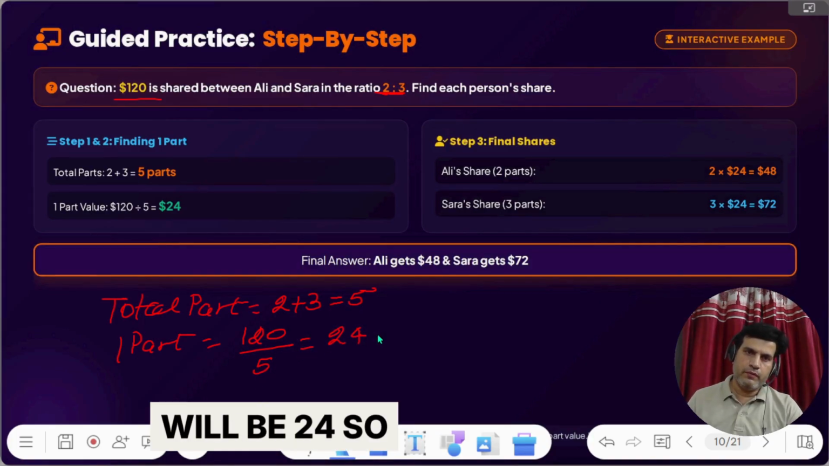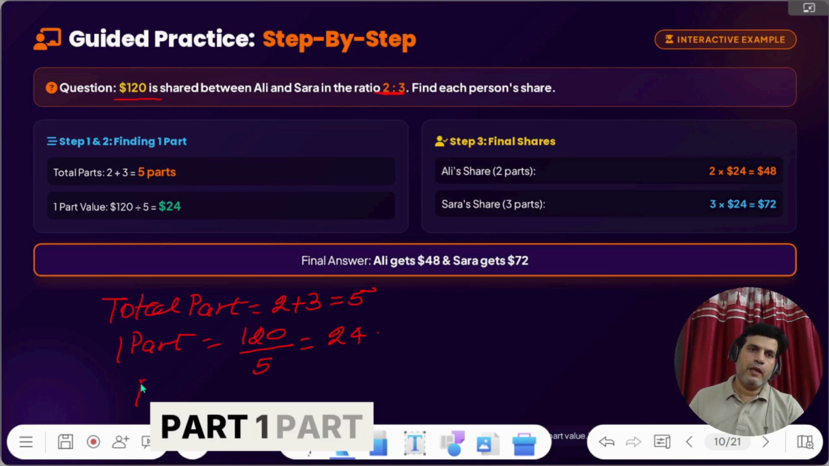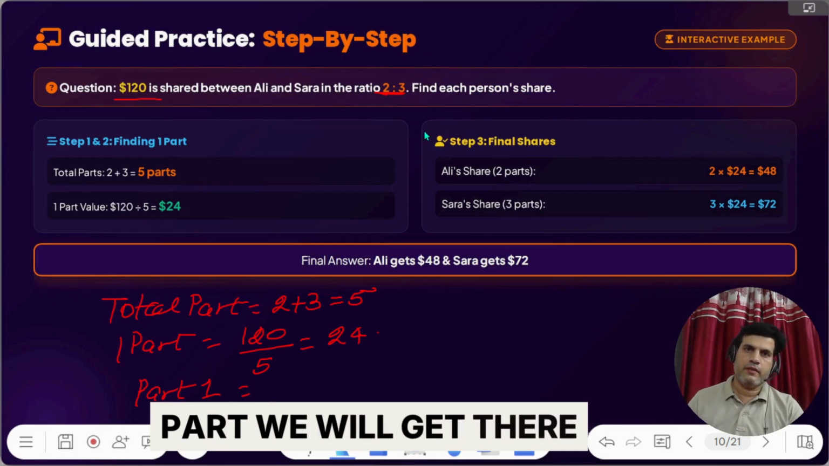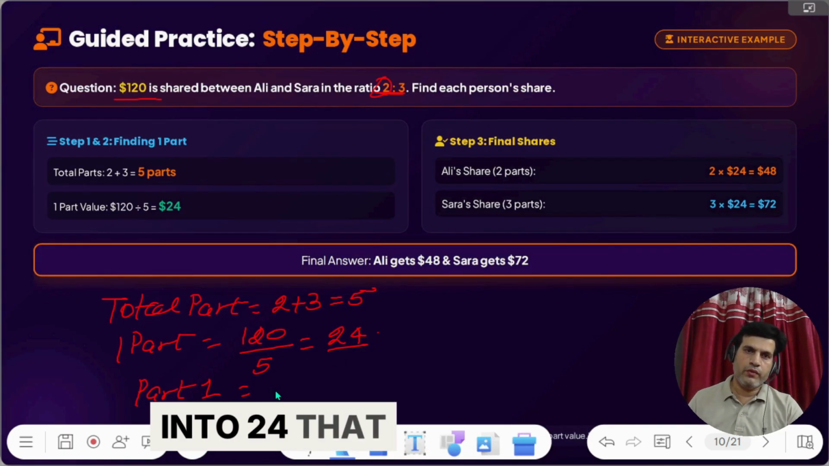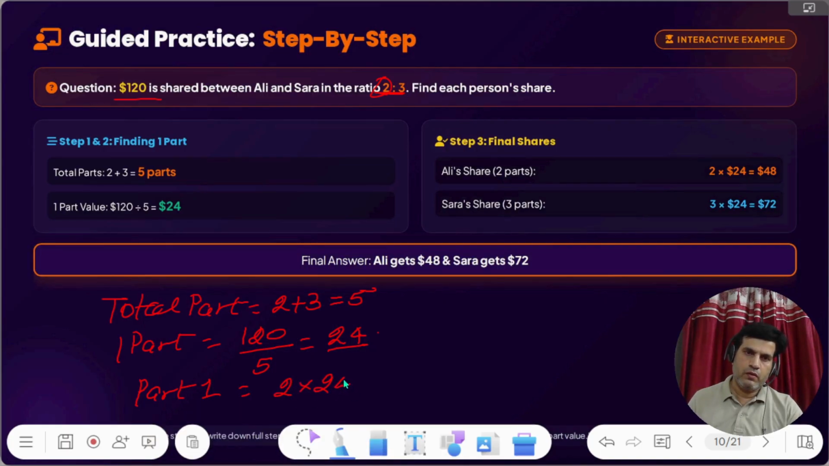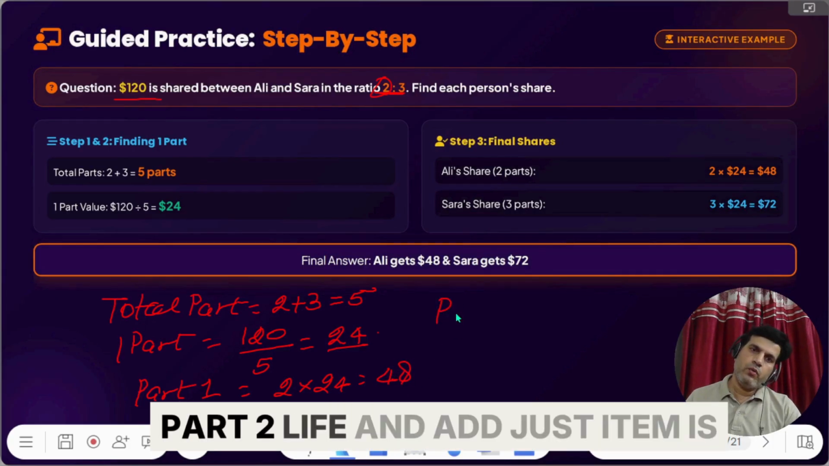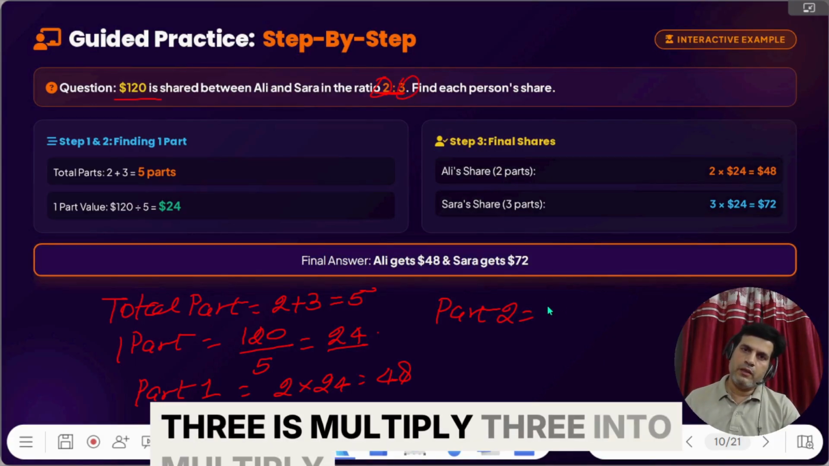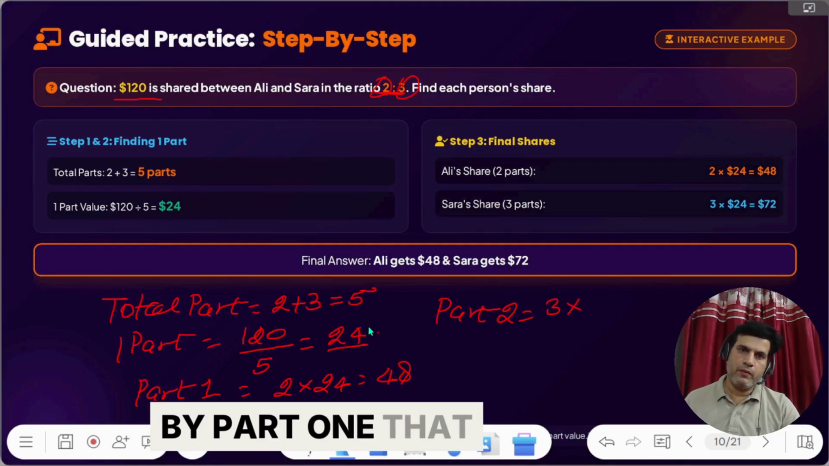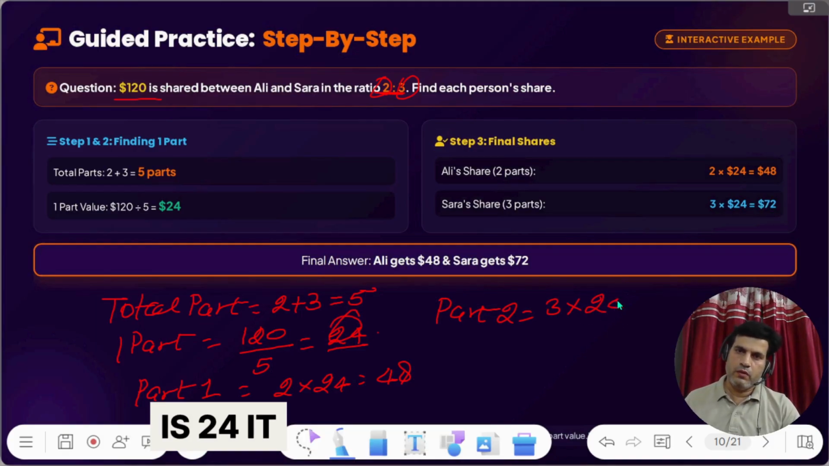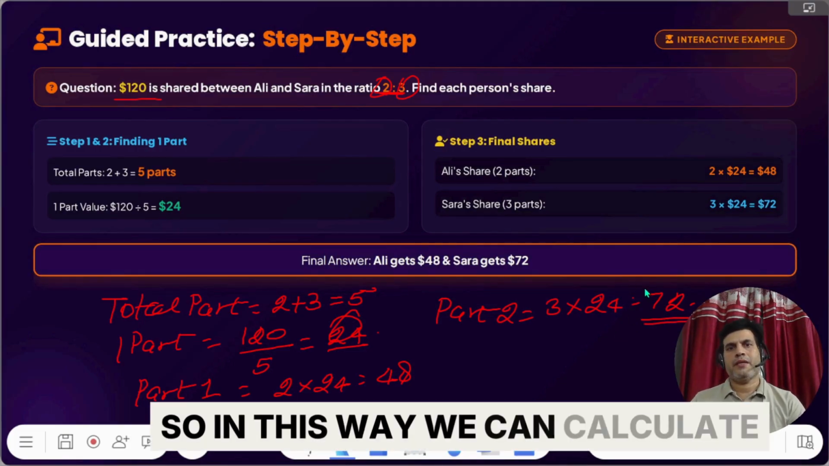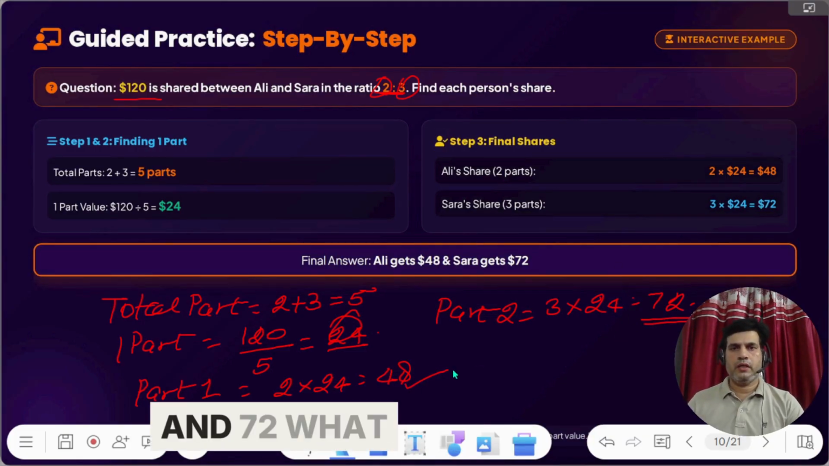That will be 24. So the first part we will get is 2 into 24, that is 48. And part 2 is 3, so 3 multiplied by 24, it is 72. So in this way we can calculate both parts, 48 and 72.